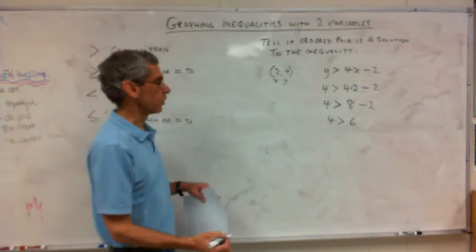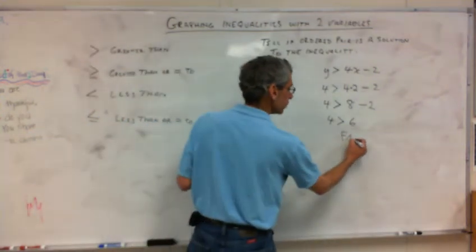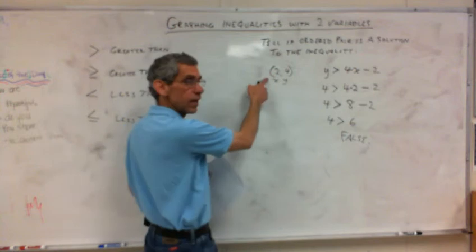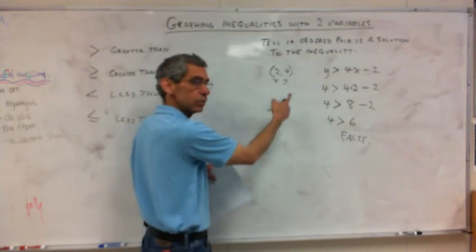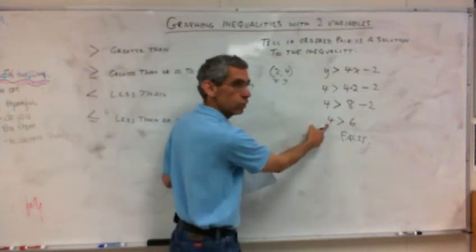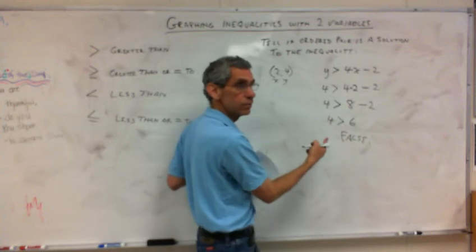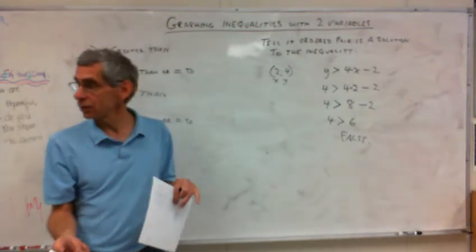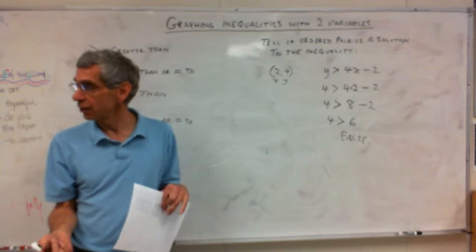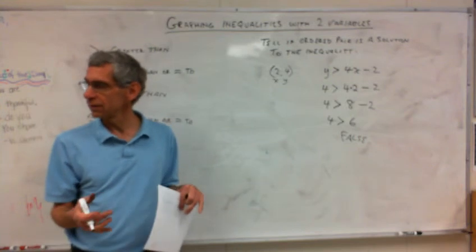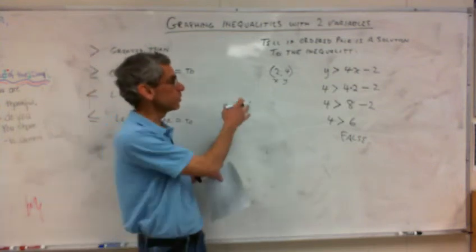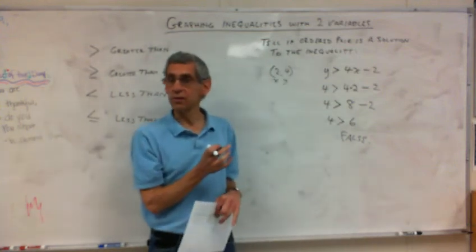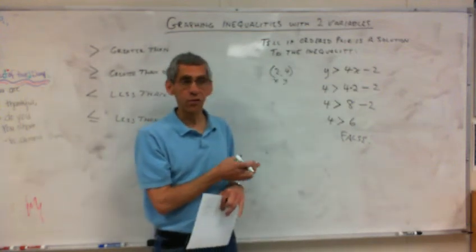Is that true or false? False. That is false, right? Therefore, no, this is not a solution to the ordered pair. If this were true, if it said 4 is greater than 0, that would be true, right? 4 is greater than 0. And then I would say, yes, it is a solution. That ordered pair is a solution. Does that make sense? You're just substituting those in to see if you get a true answer. If it's true, then yes, it's a solution. If it's false, no, it is not a solution.